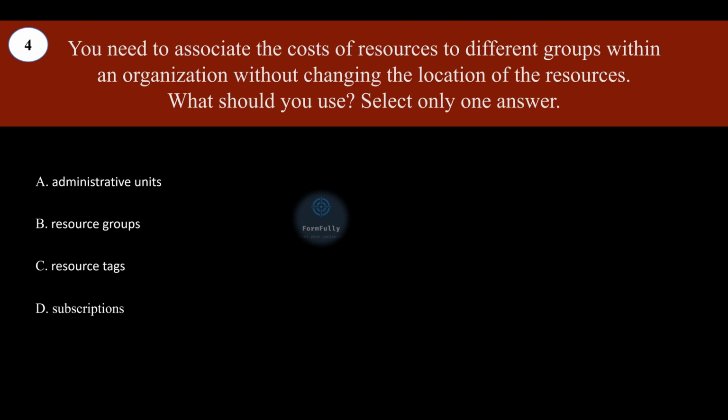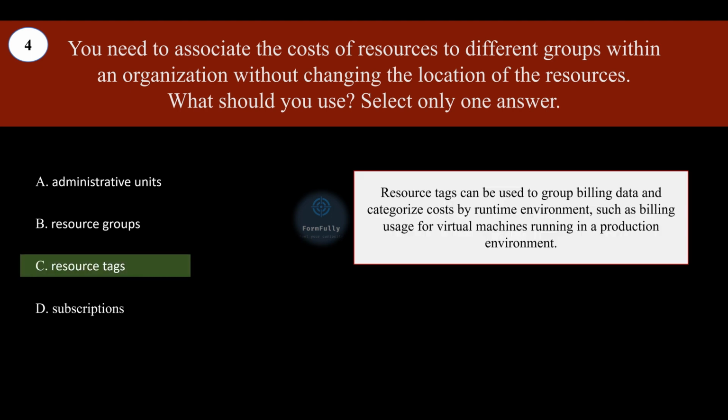Question 4. You need to associate the cost of resources to different groups within an organization without changing the location of the resources. What should you use? Select only one answer. Options are administrative units, resource groups, resource tags, subscriptions. And the correct option is C, resource tags.